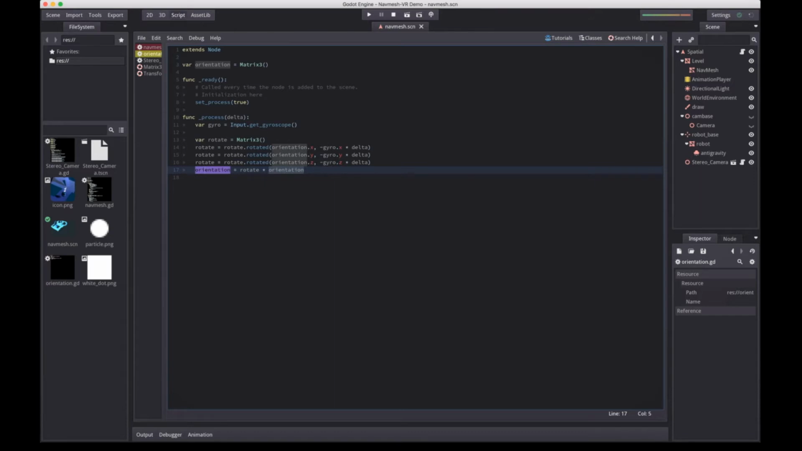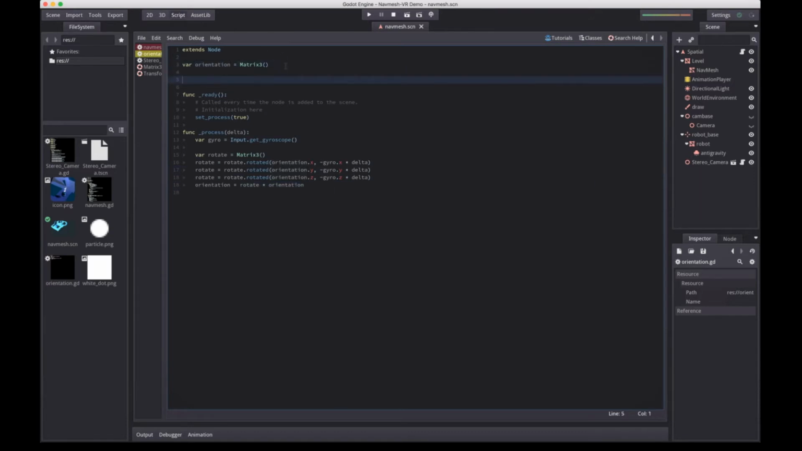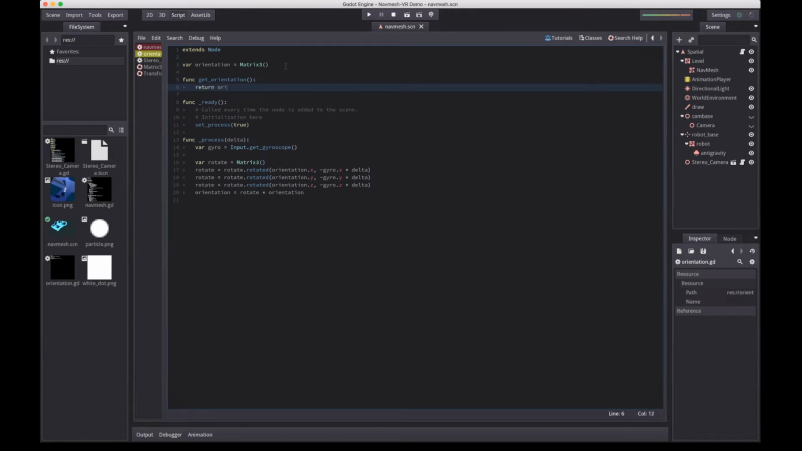Now, obviously, we need to use this. So we first of all need a function to get this information out, which we simply call get orientation, and that simply returns our current orientation.